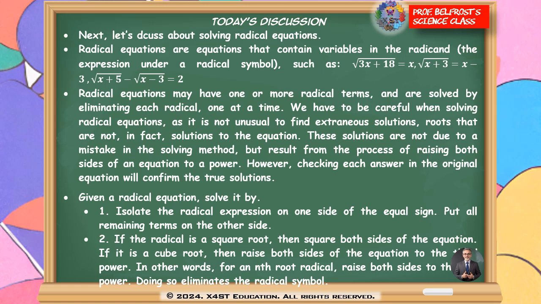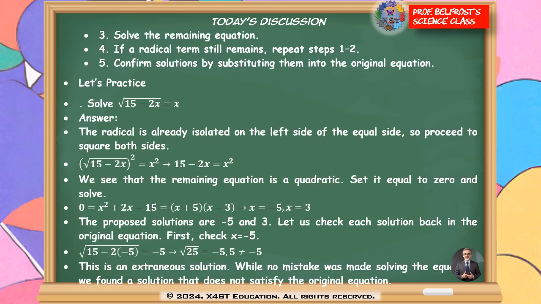Radical equations may have one or more radical terms and are solved by eliminating each radical one at a time. Okay. So given a radical equation, there are some steps you need to follow to solve it. There are 5 steps total. I want you to read them by yourself, and I will explain how to apply these steps while doing the examples.